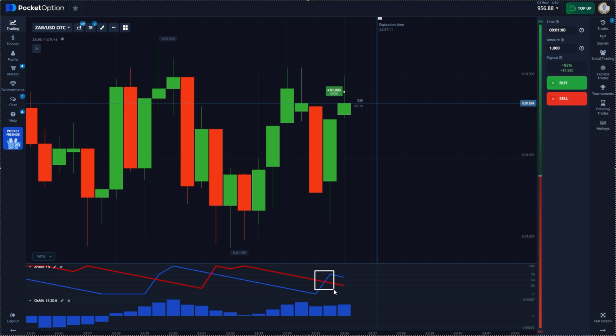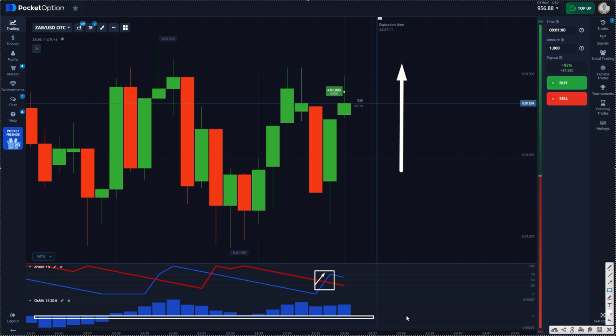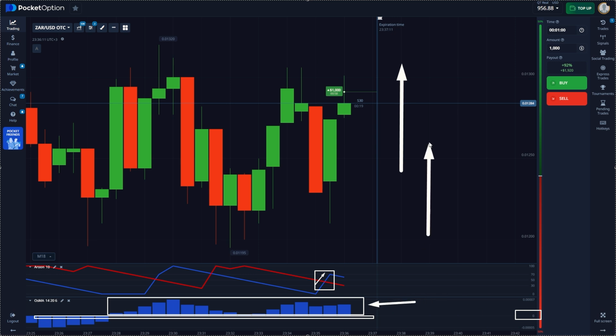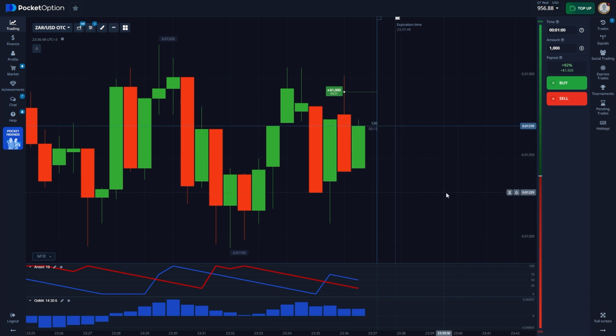Let's look at the latest crossover on the Aroon indicator. The blue line crosses the red line from below upwards, which means we open a buy position. Next, we look at the OSMA indicator and visually draw a line through the middle. This is the 0 mark. And we see that our histogram is in the upper zone of the indicator. So, we also open a buy trade. Everything is very simple and as logical as possible.